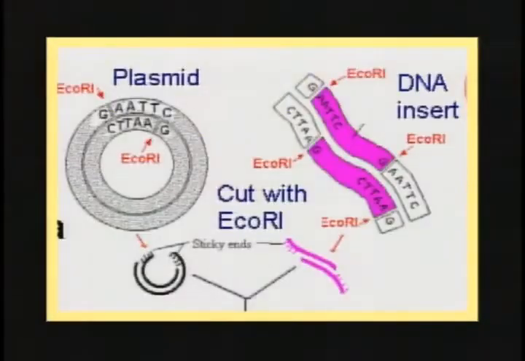EcoRI recognizes and cuts through DNA at the site GAATTC. And on the opposite strand is CTTAAG. They're base pairs. And that's what's shown on the upper left here. So after cutting the plasmid with EcoRI and taking any other DNA and exposing it to that enzyme, EcoRI sites are digested, cut, left open.